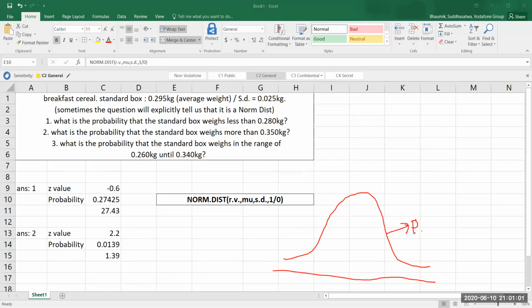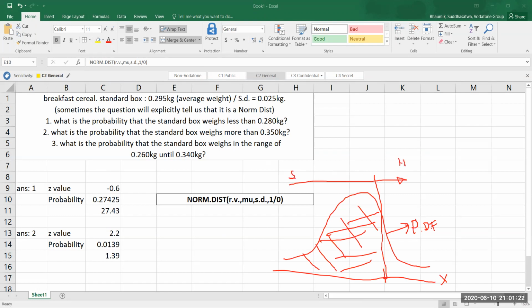Now using this PDF, I'm going to take any random variable which is falling on this horizontal axis. Let's say this one. And then if I draw a straight line, I'm going to take an area under the curve over this side. Okay, let's say my question is something like this. Why? Because my data progression is on this side, from small to high. This is what I'm going to do.